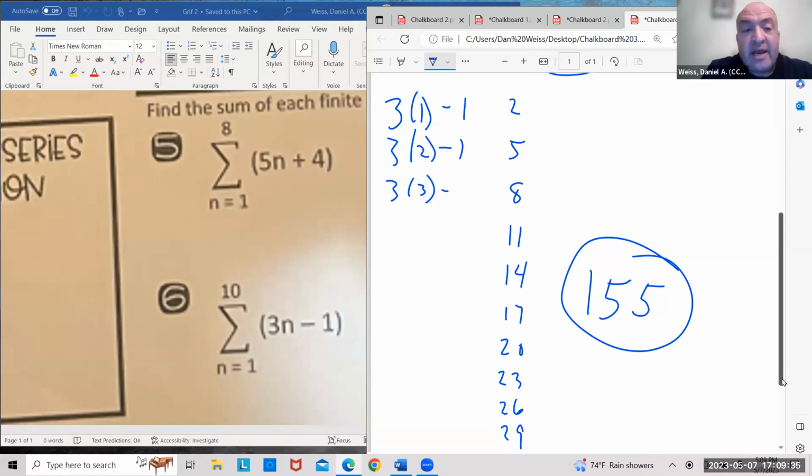Can I just suggest redoing 3 and 4 a couple of times without looking at the answer, just to convince yourself you know how to do it? You know what I'm saying? Yep.